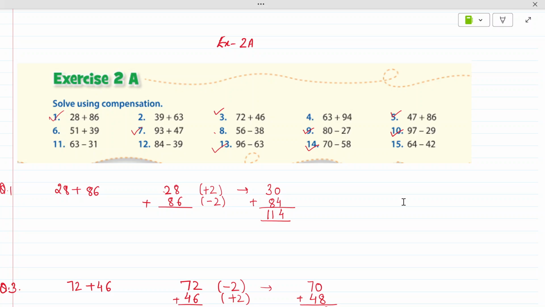And in the next class now, we are going to pick a new topic, that is profit and loss. Okay, that we are going to do in the next class.